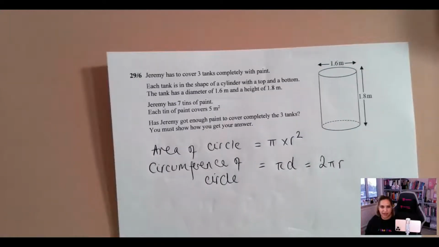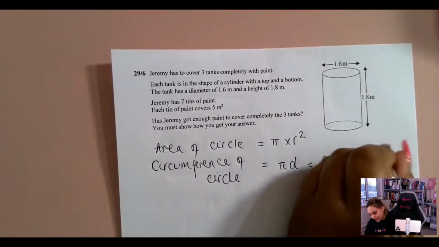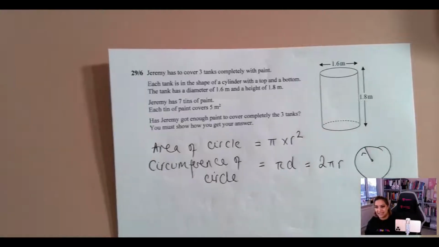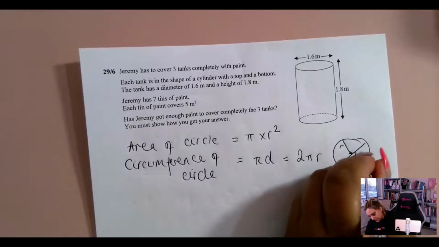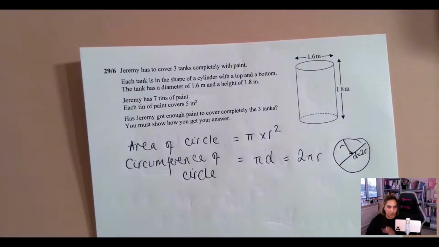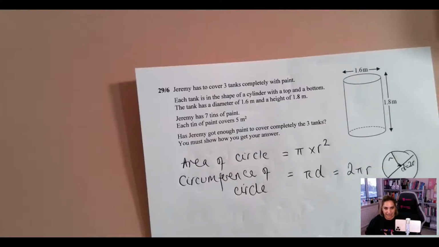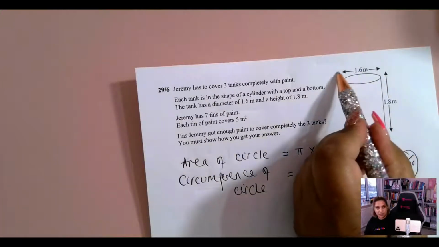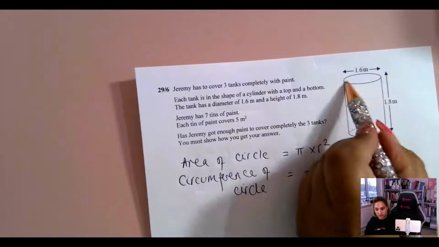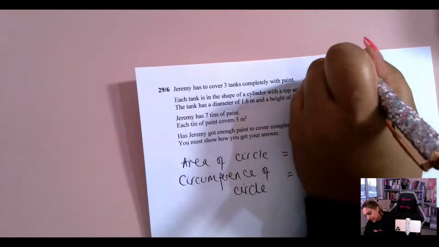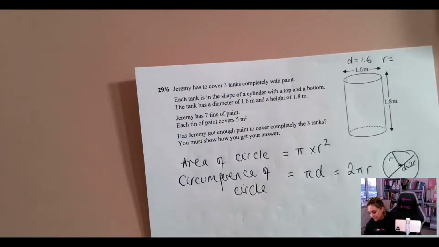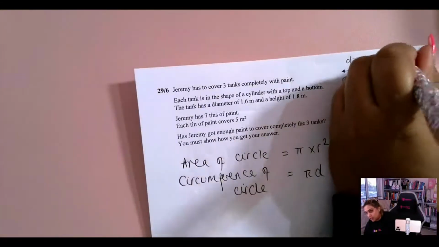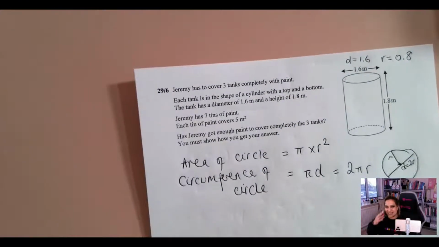Right, now what do r and d mean? They mean your radius, which is from the center to the edge, or the diameter, which is double the radius, the whole way across. So now if we have a look at our diagram, we're given the diameter of that top circle. So we know the diameter is 1.6. Before I even start doing anything, I would divide it by 2 to get 0.8, so I don't accidentally put the diameter in if I'm calculating anything.